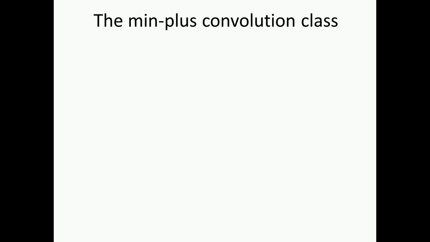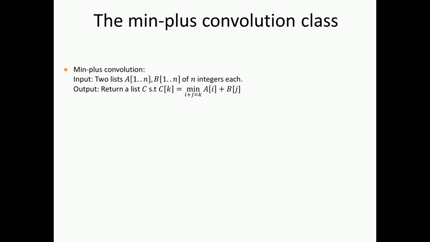So now we consider the min plus convolution class, and I remind you that min plus convolution gets as an input two lists A, B of n integers, and the output is to return a list C where Ck equals the minimum of Ai plus Bj, where i plus j equals k. There is also the knapsack problem, which gets as an input n items. Each item has a weight and a value, and also the problem gets a target weight t. And the output is to return the maximum value you can get by selecting a subset of items for the knapsack, with the constraint that the sum of the weights is at most t.